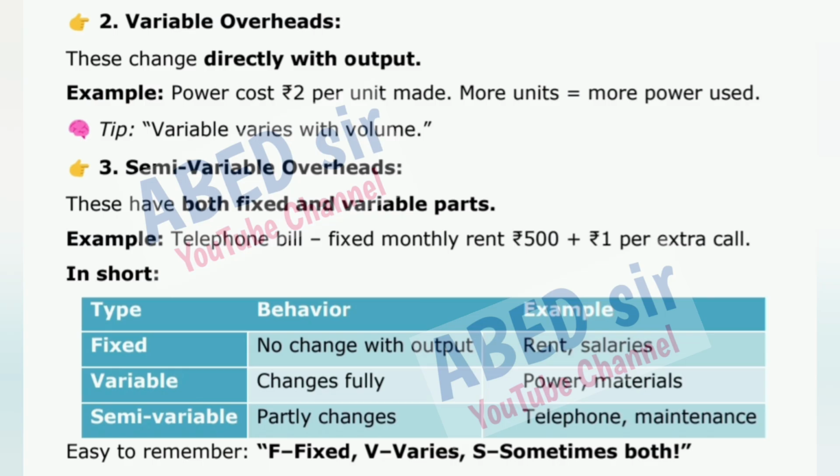In short, type, behavior, example. Fixed: no change with output, rent, salaries. Variable: changes fully, power, materials. Semi-variable: partly changes, telephone, maintenance. Easy to remember: F fixed, V varies, S sometimes both.